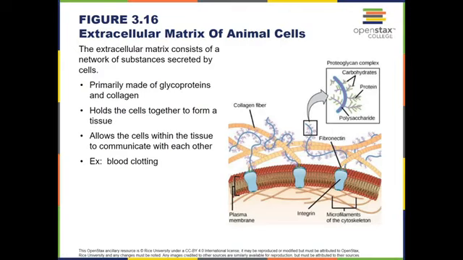Even in animal and plant cells, we'll have a little bit of an extracellular matrix outside the plasma membrane, and this is generally made up primarily of glycoproteins and collagen, and it helps hold the cell's structure and hold it together, or even to other cells. And we also see that some of this is going to be allowing for communication cell to cell.